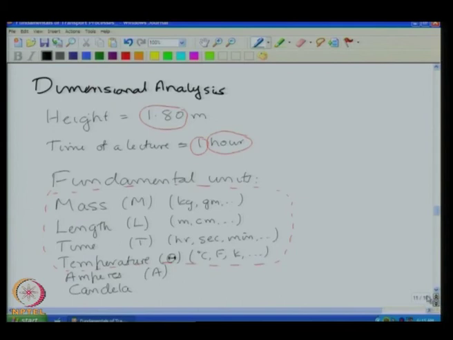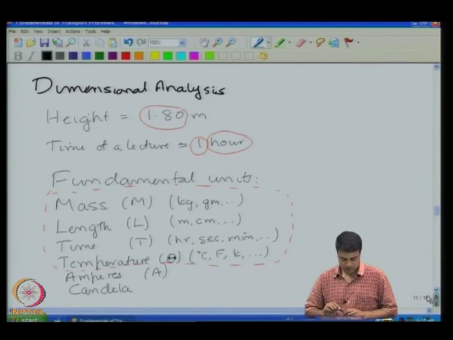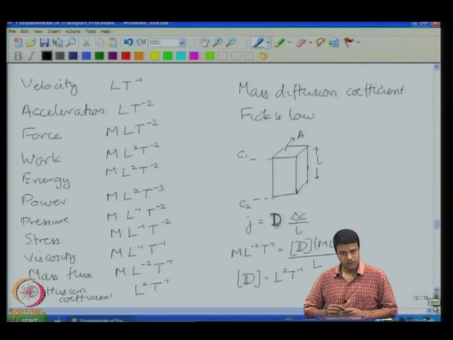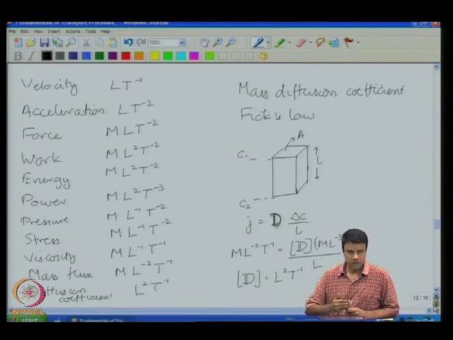The first thing that I had said was that there are fundamental units and there are derived units. Fundamental units are mass, length, time, temperature, amperes for current and candela for light intensity. In this course, we will use only 4 of these: mass, length, time and temperature, which I have denoted by m, l, t and theta. In any equation that you write, the dimensions on both sides have to be equal. So, all of these other derived quantities can be determined from relations between these derived quantities and fundamental quantities.